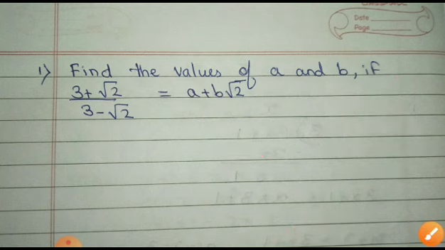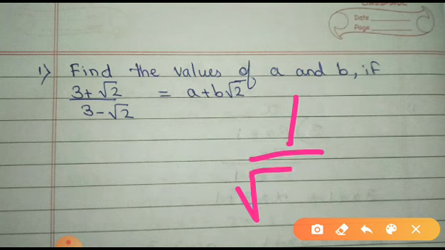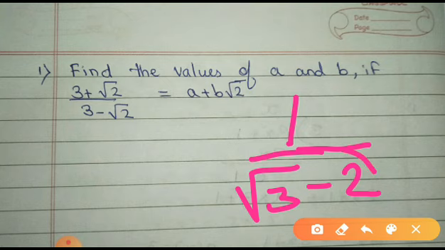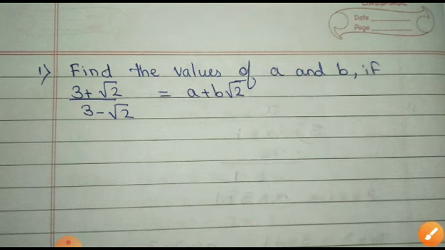If it is a binomial, here it is 1 by root 3 minus 2, it is an irrational number. So what we should do is, now here it is minus 2, so I have to multiply with root 3 plus 2. Okay. Now we'll see some more examples on this.